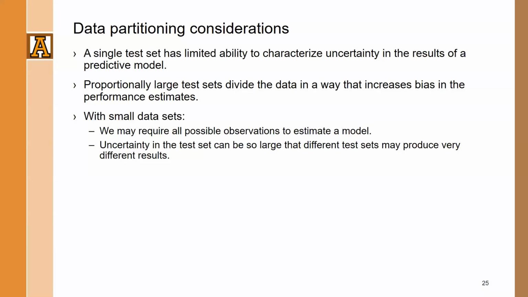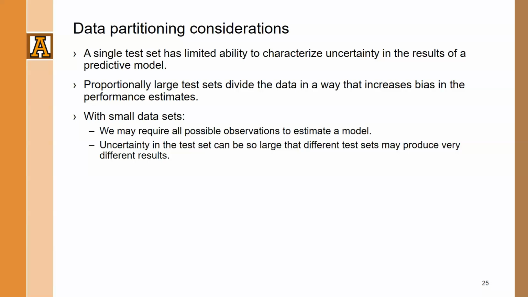Now, with small data sets, we may require all possible observations to estimate the model. That's one thing that happens. With small data sets, if it's very small, it's probably better to use Bootstrap than cross-validation, because we're selecting a sample with replacement, so we're getting the same number of observations every time we fit the model.